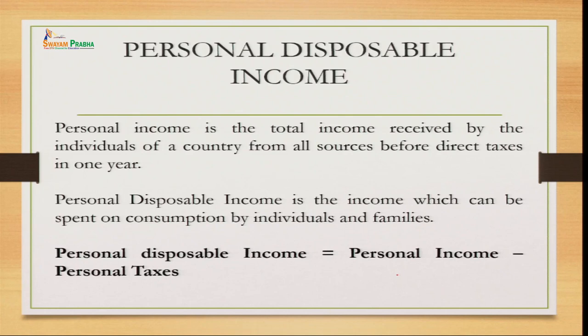So, personal income is the total income received by the individuals of the country from all sources, which is before tax, whereas personal disposable income is the income which can be spent on consumption by individuals and families, because here you have fulfilled your payment of tax liability, right? So now, as we have understood the concept of national income and we have also talked about its measures GDP, GNP, NDP and NNP, and we have also talked about per capita income and personal disposable income.